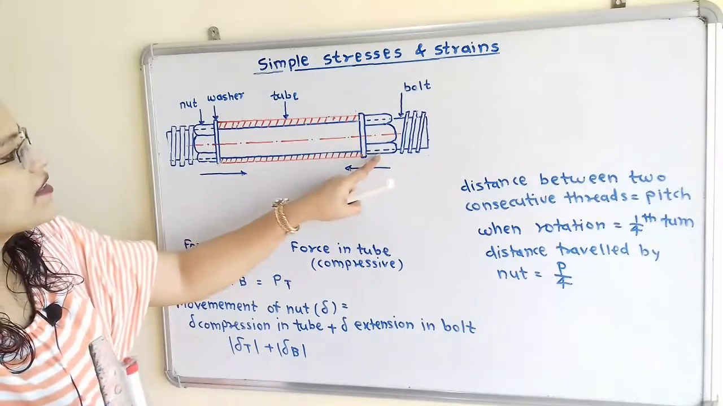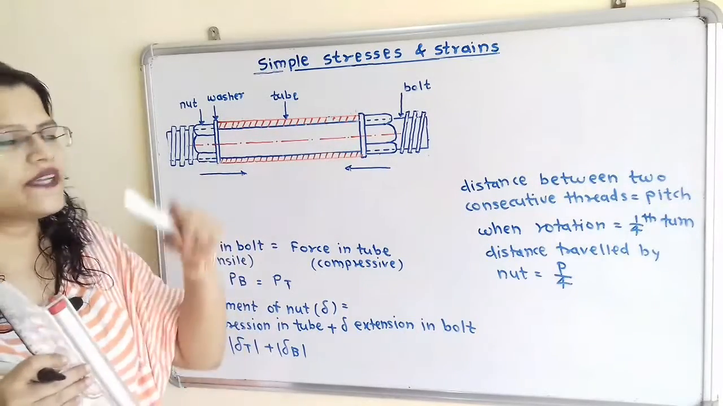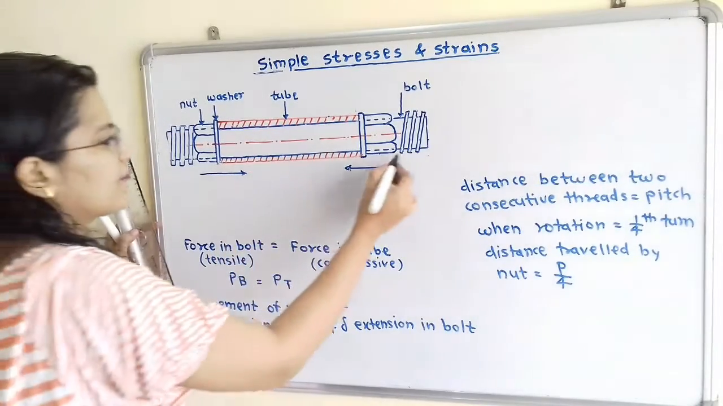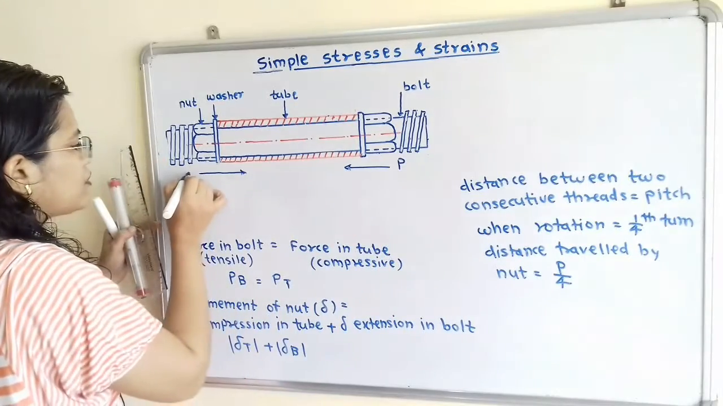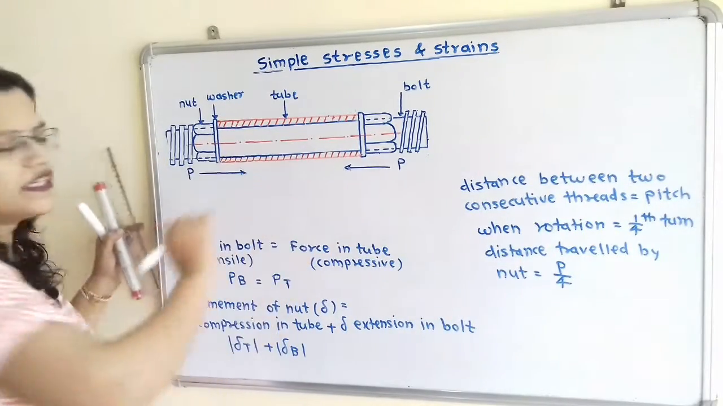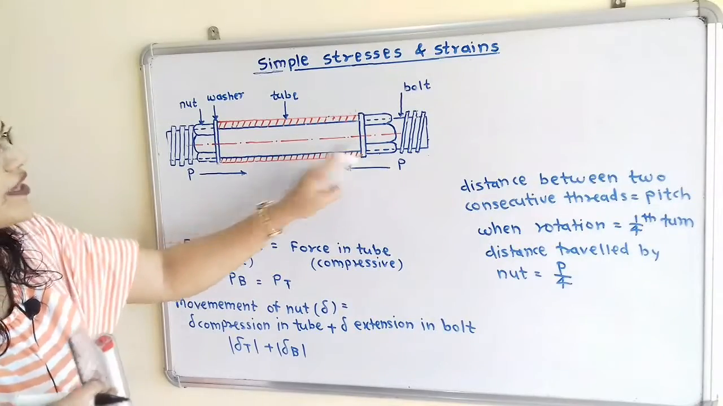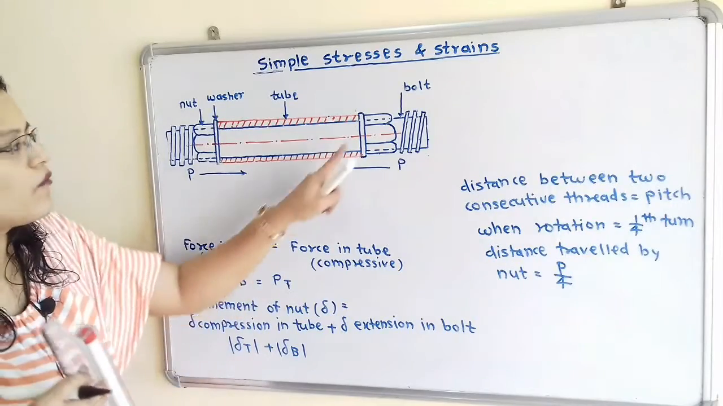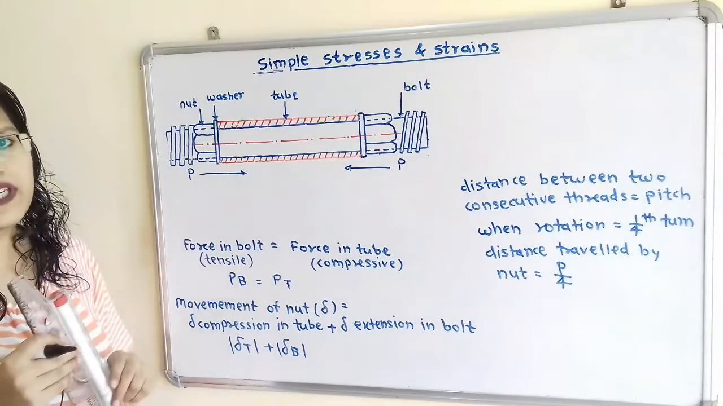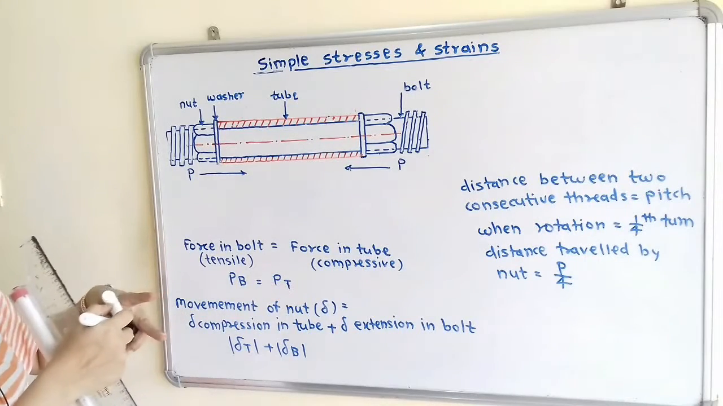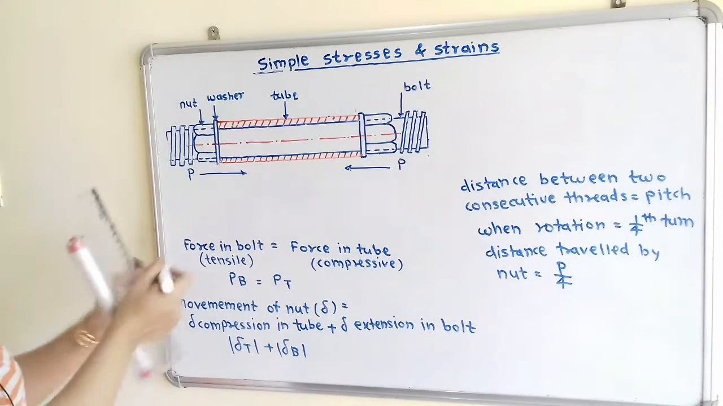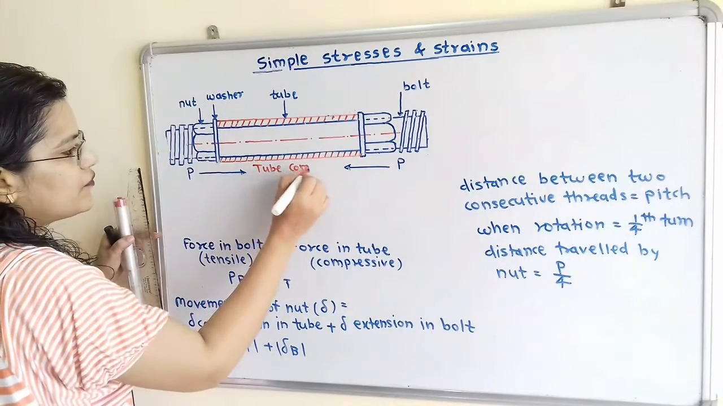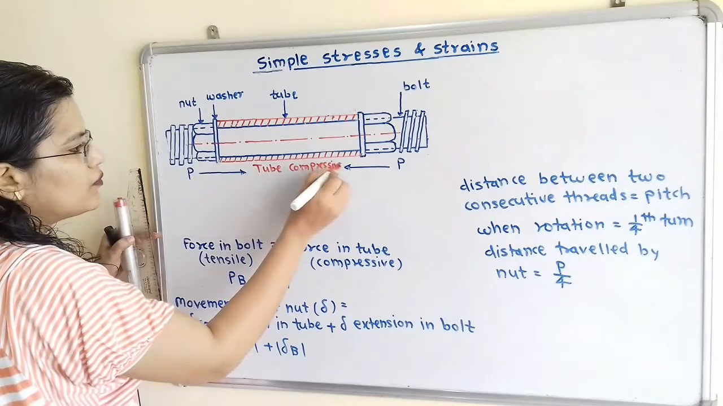Now we will consider the nut is applying the force P while moving towards the tube. So we will say that the magnitude of force is equal to P, and this force P is acting towards the tube. But this nut is in contact with washer. So this force P is transferred to the washer, and from washer it is transferred to the tube. So we can say that for tube there is compressive force. So I will write here tube, it is compressive force and magnitude is equal to P.